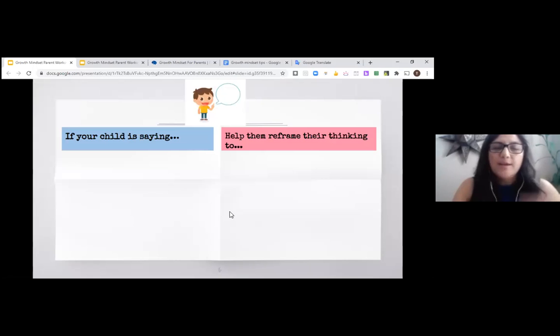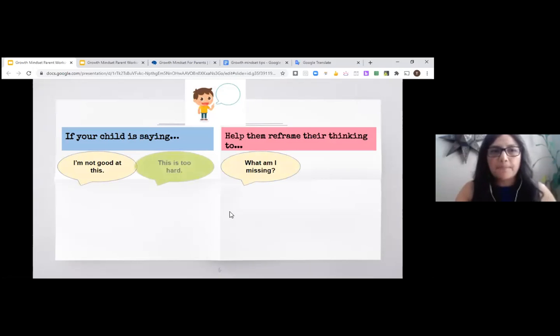So here are some examples of what your child might be saying and how you can help reframe their thinking. Your child might say, "I'm not good at this." You might help them reframe their thinking to, well, what am I missing? Like, I'm not good at this because there's something that I'm missing. What is it that I'm missing? And they might need some help with that. Your child might be saying, "This is too hard." You can help them reframe their thinking to, this may take some time. It takes patience. It takes effort. You're not going to get it all at once.